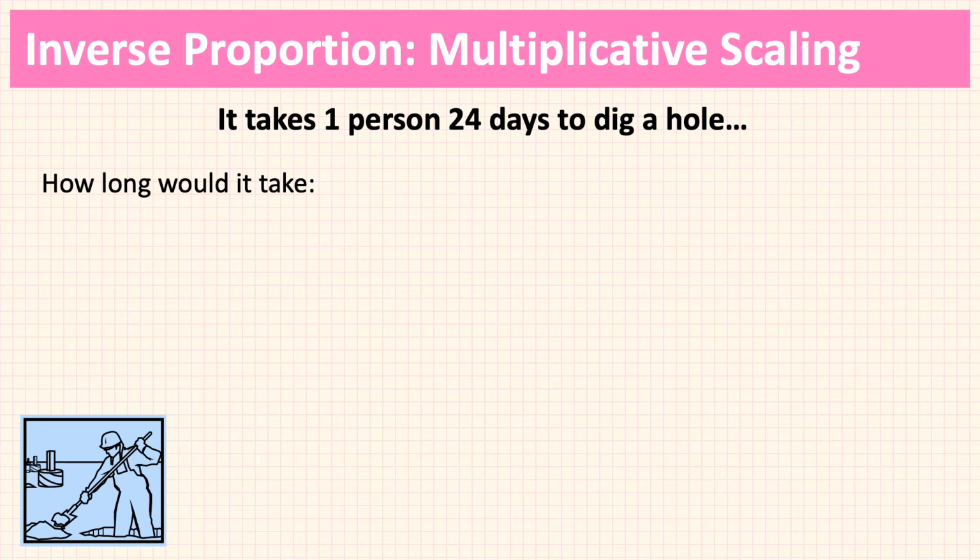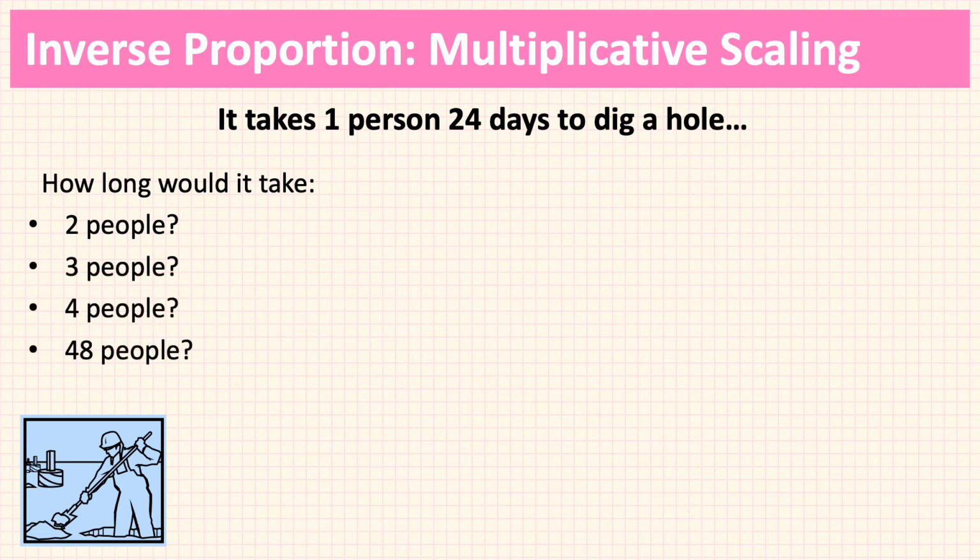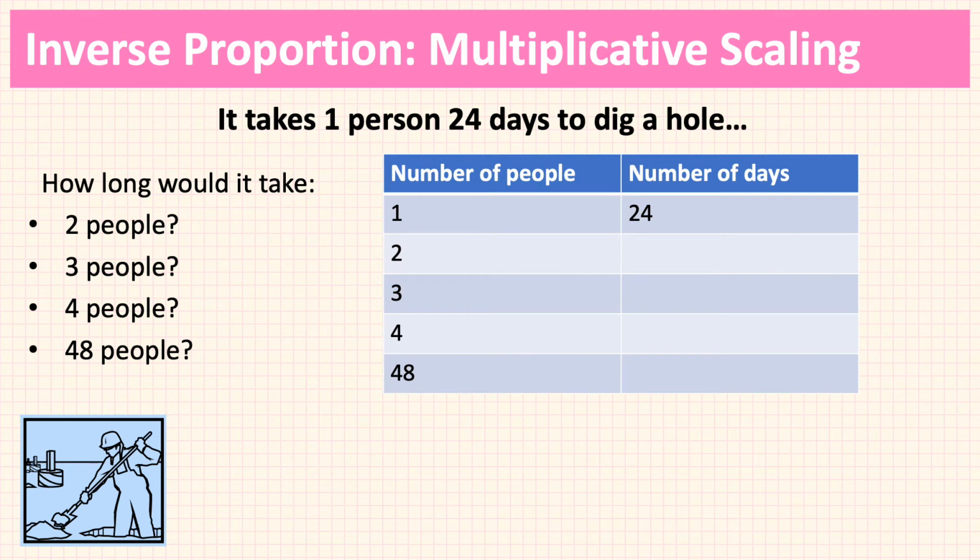So we're told that it takes one person 24 days to dig a hole. And what we want to know is how long it would take 2 people, 3 people, 4 people, and then 48 people. So just using that one piece of information, I'm going to work out how long it takes these amounts of people. So what I'm going to start with is a table. So I've got number of people on the left-hand side, and I've listed there 1 person, 2, 3, 4, and 48. And I'm told that it takes 1 person 24 days.